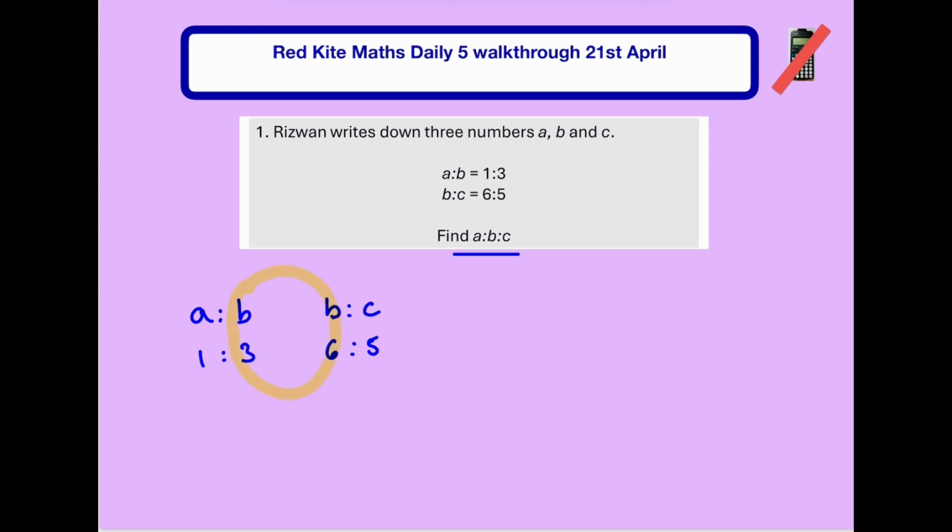So we've got 2 lots of B here. And I can see that this B is 6. So if I just times up this side by 2, I'll get 3 times 2 is 6. And whatever I do here, I have to do to here. 1 times 2 is 2. So if I then rewrote out that ratio neatly, I didn't need to do anything to the 5 because that was already in the 6. So I would then have 2 to 6 to 5 as my final answer.